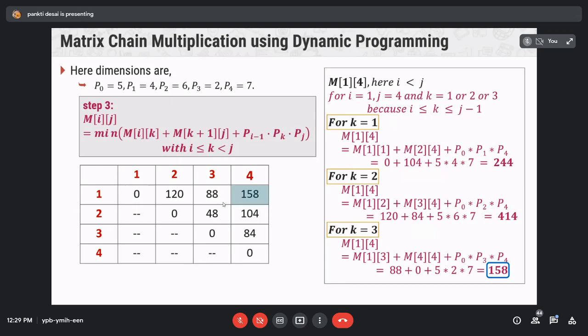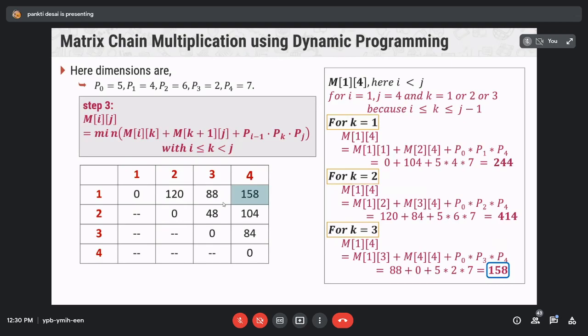So after calculating, we get the matrix table like this. And at the end, at M14, we determine the optimal cost, that is 158. So this is the optimal cost to multiply the four matrices A, B, C, D, having dimensions P0 equals 5, P1 equals 4, P2 equals 6, P3 equals 2, and P4 equals 7.